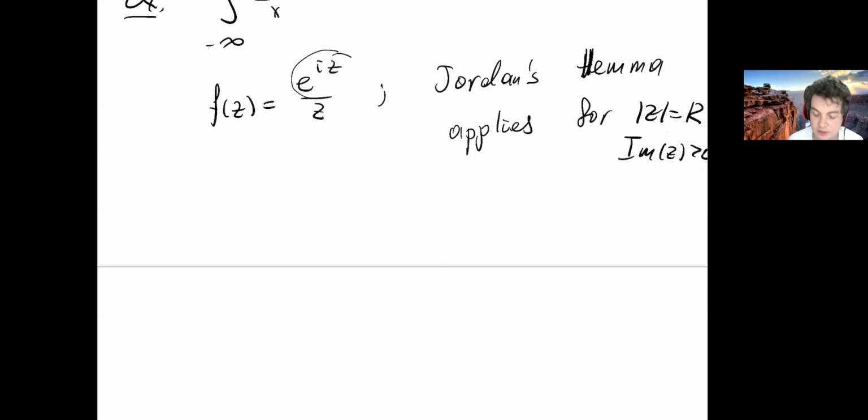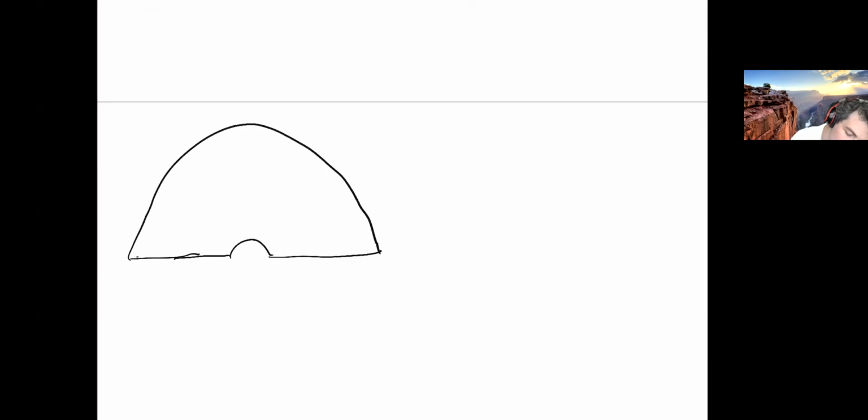For this part of CR, I meant. Now let's draw the whole CR. So as I promised, CR will be this, the rainbow. This is equal to R, this is equal to epsilon, and these are the real parts.